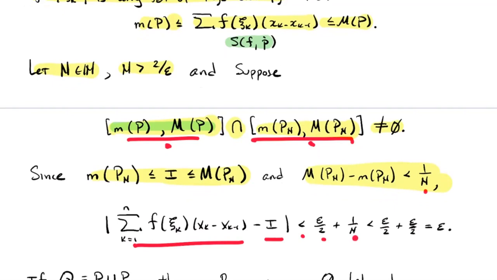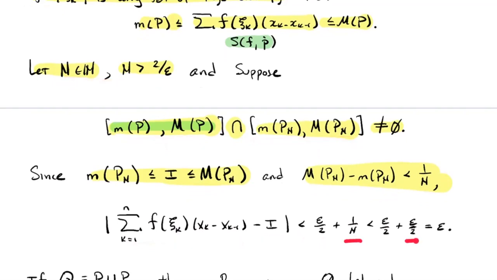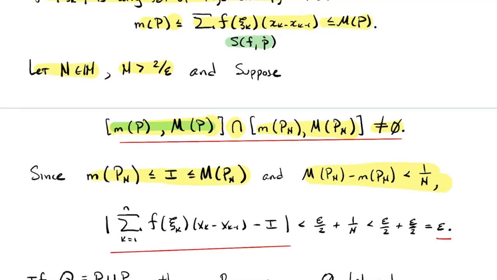Cool. But 1 over n, this is why I chose n to be bigger than 2 over epsilon. 1 over n is less than epsilon over 2. Okay, so in the case that these two intervals have a point in common, then any tagged partition whose norm was less than this delta of epsilon over 2, which comes from the uniform continuity, its difference from I is less than epsilon. So the condition of the theorem is true.